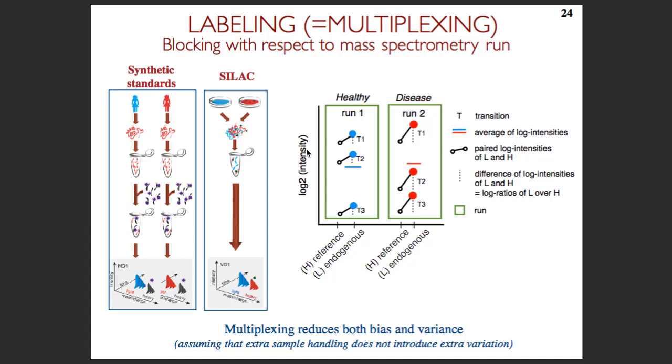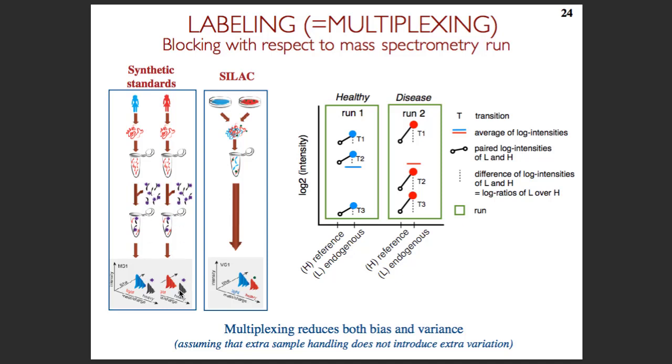We talked a little bit about that for the targeted experiments with labeled reference peptides. Let me just show you this very briefly. This was an example of an SRM experiment where, let's say we have one peptide per protein of interest, and we added to the sample heavy labeled reference peptides in each run.